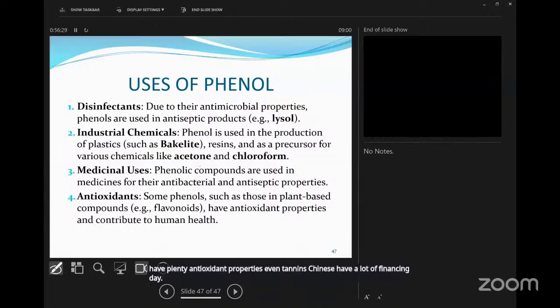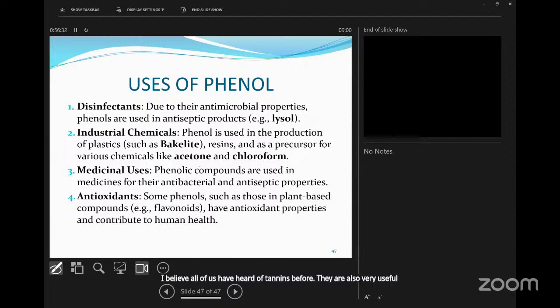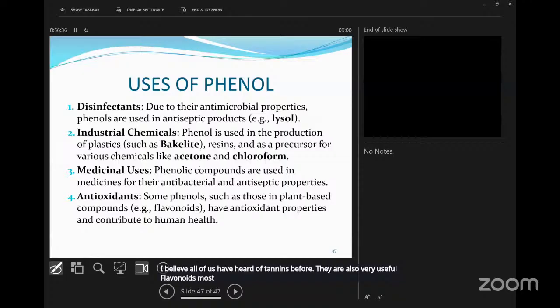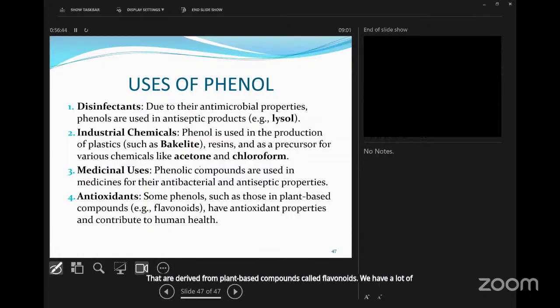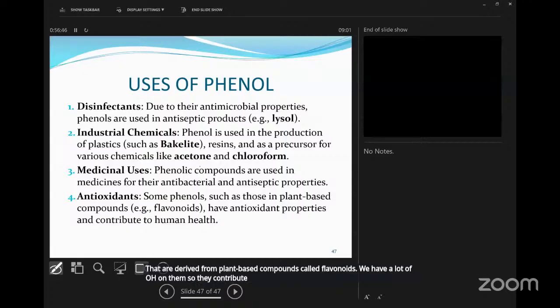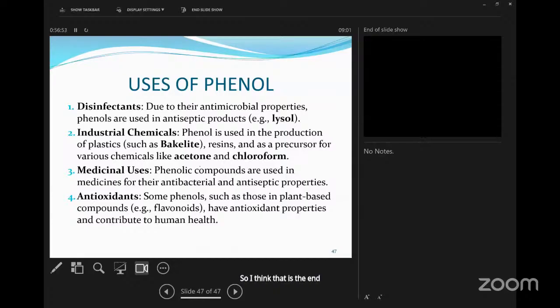I believe all of us have heard of tannins before. They're also very useful products here and there. Flavonoids, we have a lot of pharmaceutical products that are derived from plant-based compounds called flavonoids. They have a lot of OH on them, so they contribute to human health and help us to stay healthy. So I think that is the end of my lecture on phenol.